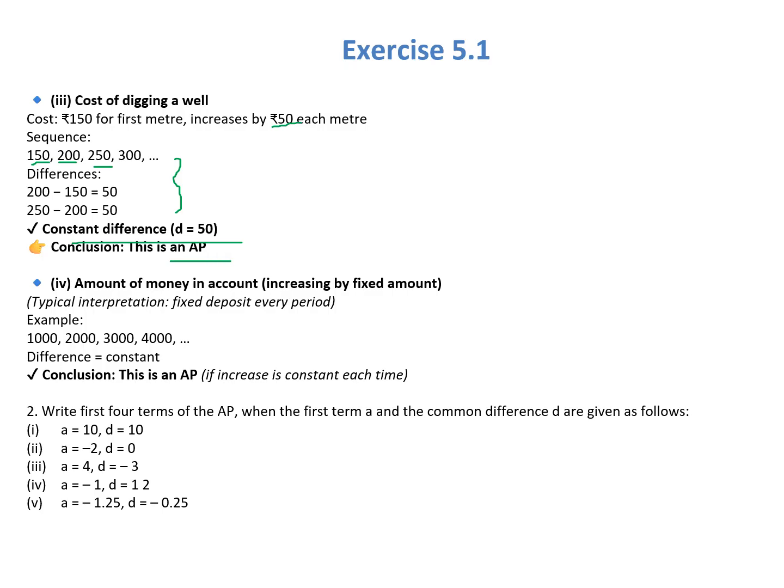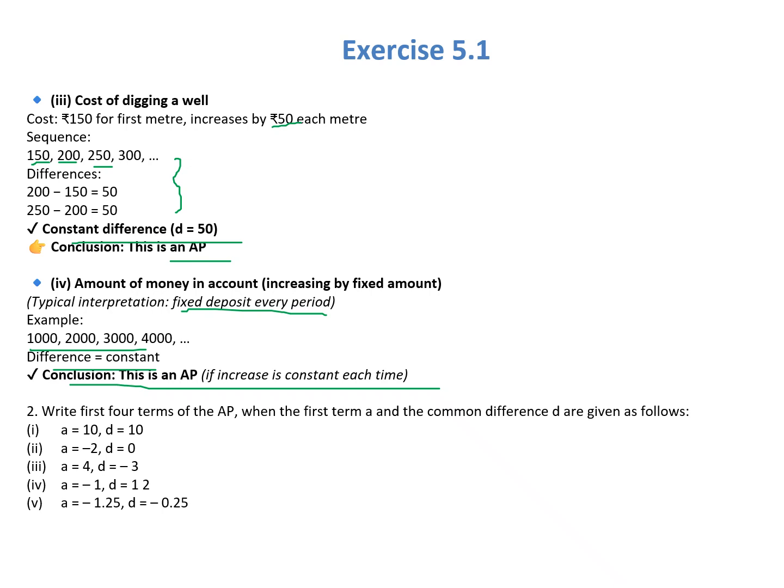Next is the amount of money in the account increases by a fixed amount. Typically, for example, we have a fixed deposit in every period and it is increasing by the fixed amount. So again, the difference is constant and hence this is an AP. The thumb rule is that if we have a constant difference, and it is the same across the series, then the series is an arithmetic progression. So we are coming to the next question.